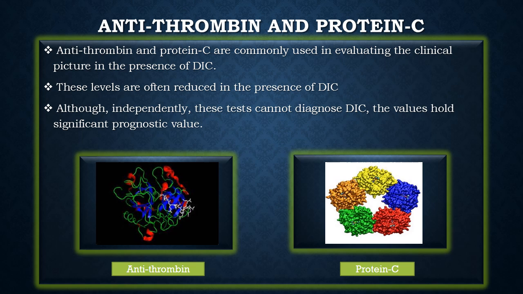Antithrombin and protein C are other laboratory values as well. Antithrombin and protein C are commonly used in evaluating the clinical picture in the presence of DIC. These levels are often reduced in the presence of the disease. Although independently these tests cannot diagnose DIC, the values hold significant prognostic value to the medical professional.